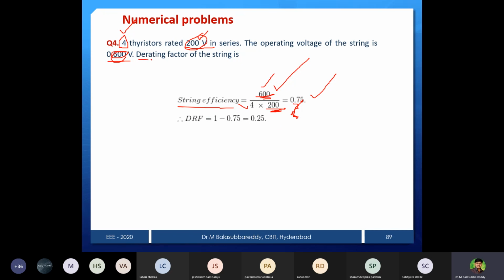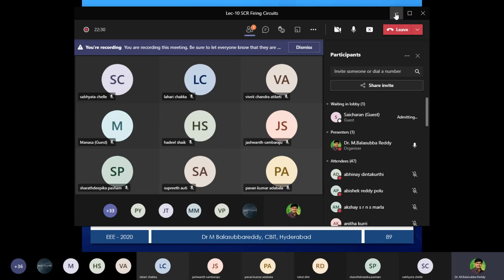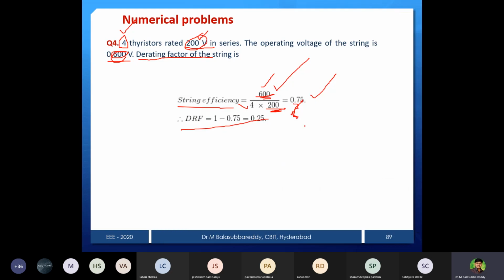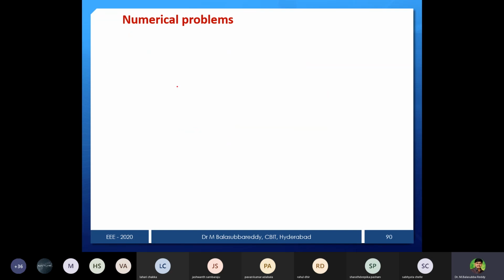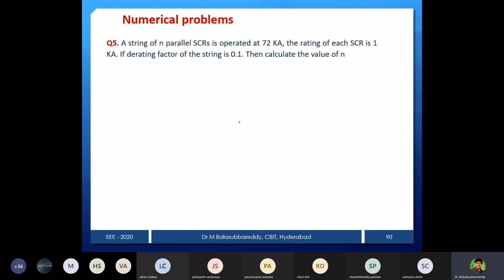But the question is to determine the derating factor. So what is the derating factor? That is 1 minus string efficiency. Therefore, 0.2 is our derating factor. Here the derating factor is based on the reliability of the string. The derating factor gives the reliability, and string efficiency is utilization. So that is the problem. We asked the derating factor calculation is 1 minus string efficiency.